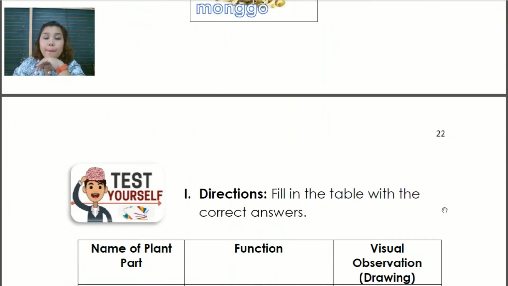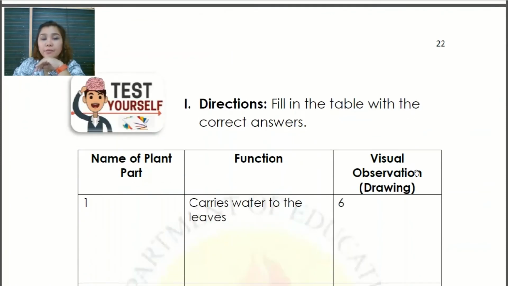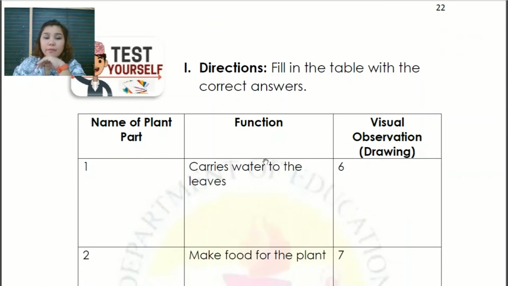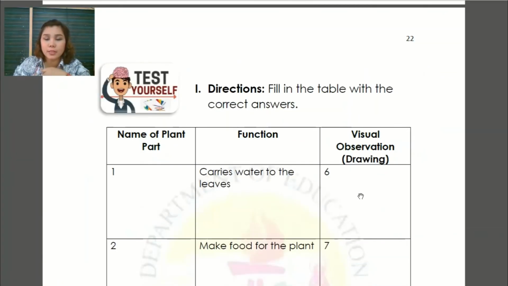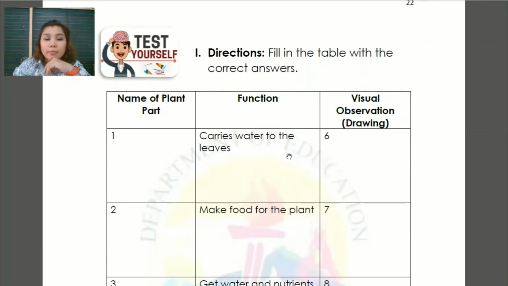Okay. And then for test yourself, directions, fill in the table with the correct answers. So we have here 3 columns. So namely, name of plant part and then the function. So this will be your clue to identify the plant part.